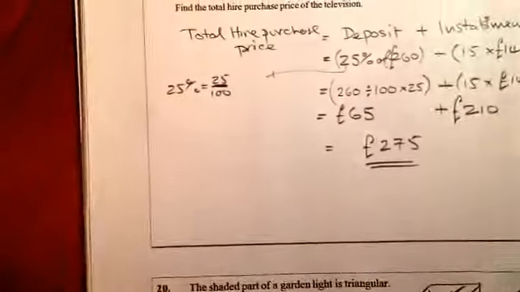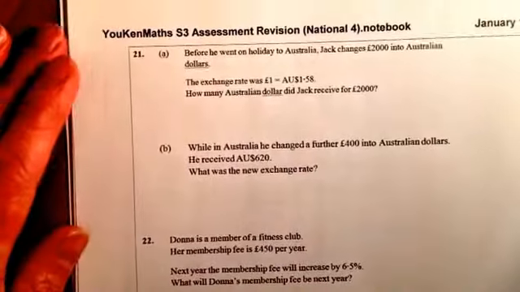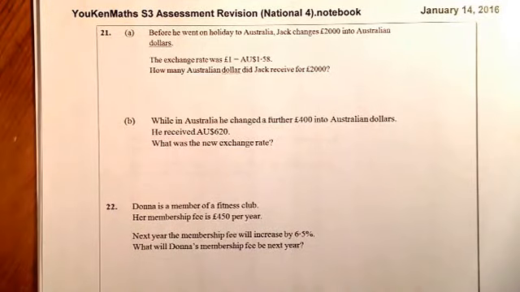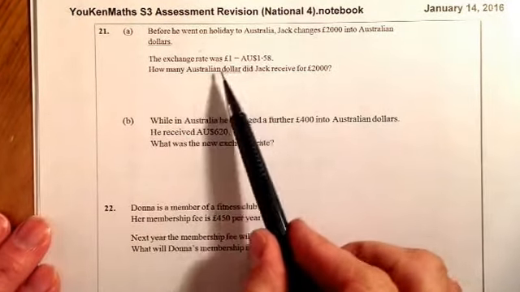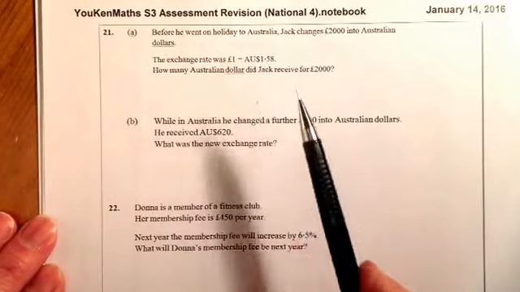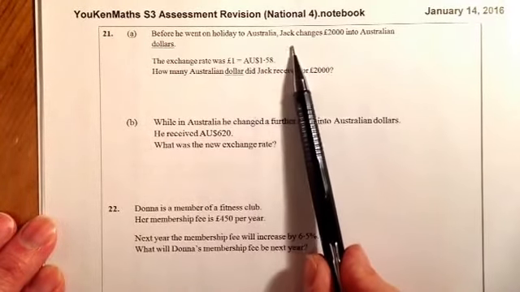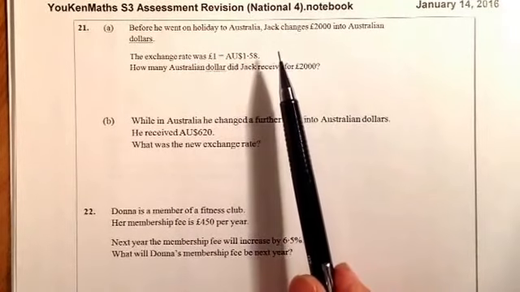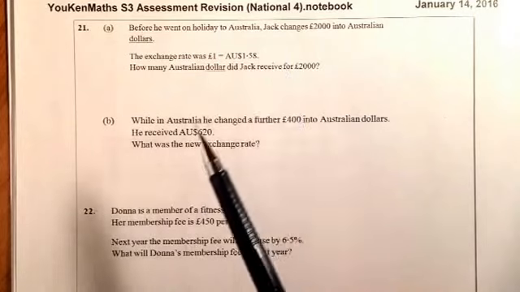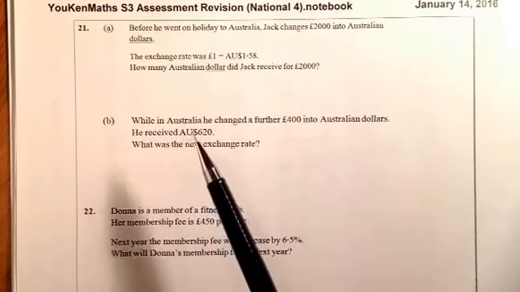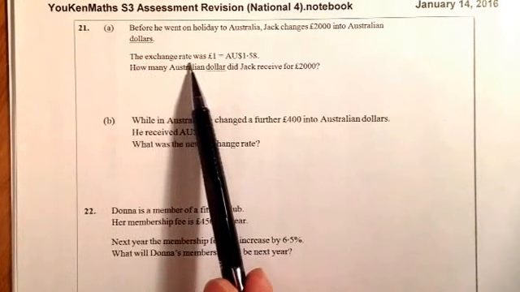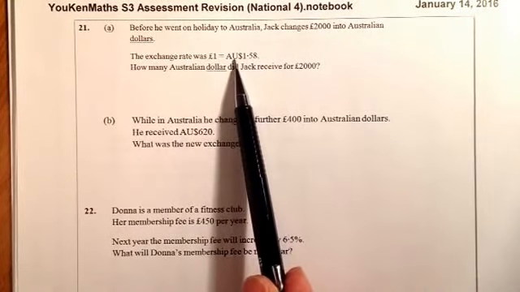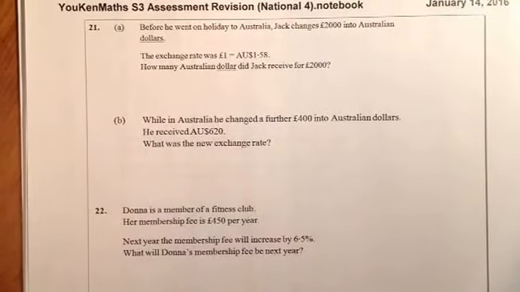On to question 21. Right, we've got a few questions on this slide here. What we've got first of all is a money question. So before he went on holiday to Australia, Jack changes £2,000 into Australian dollars. Remember, when we're changing pounds into dollars, we're going to multiply by the exchange rate because we're going away on holiday. So the exchange rate was £1 is equal to 1.58 Australian dollars. How many Australian dollars did Jack receive?